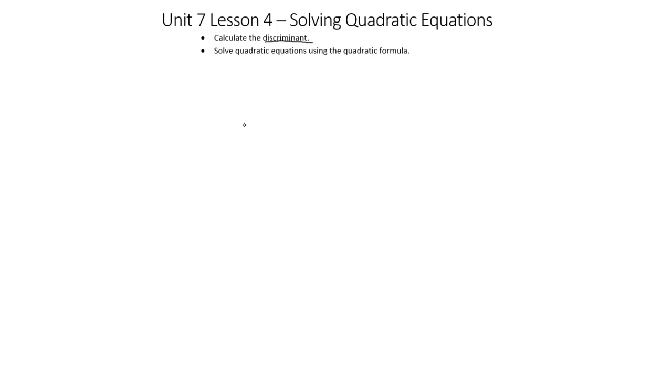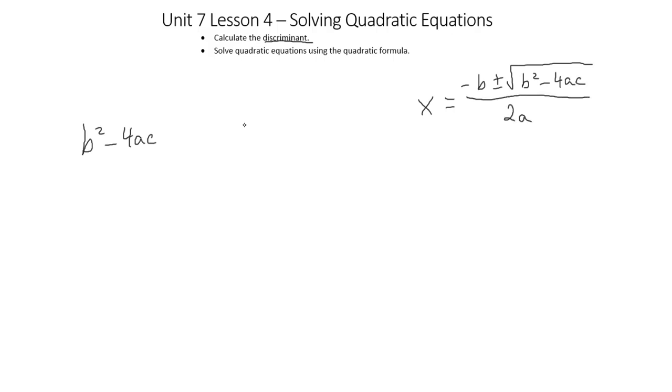In this lesson, we're going to be talking about the discriminant. The discriminant is the b squared minus 4ac. When you're looking at the quadratic formula, which is the opposite of b plus or minus the square root of b squared minus 4ac, all over 2a, if the discriminant equals 0, you have one solution.